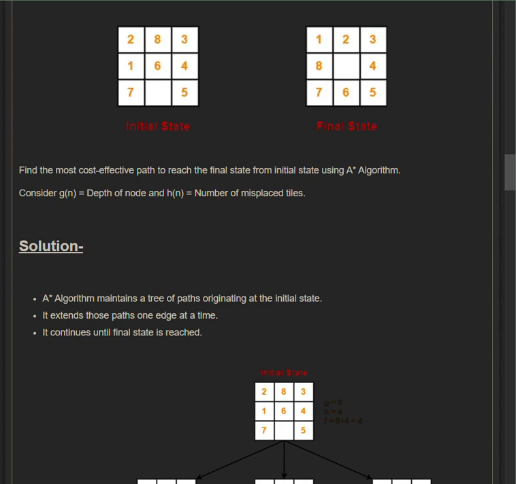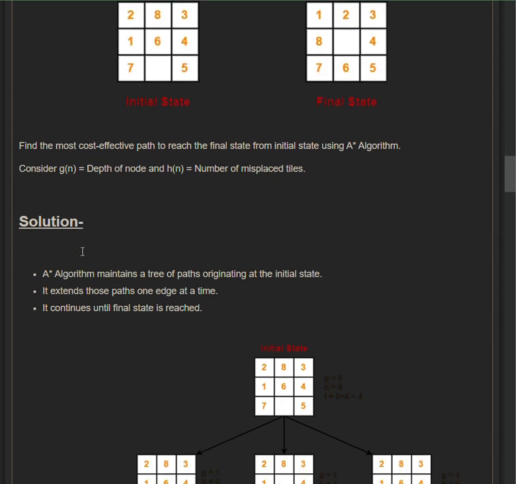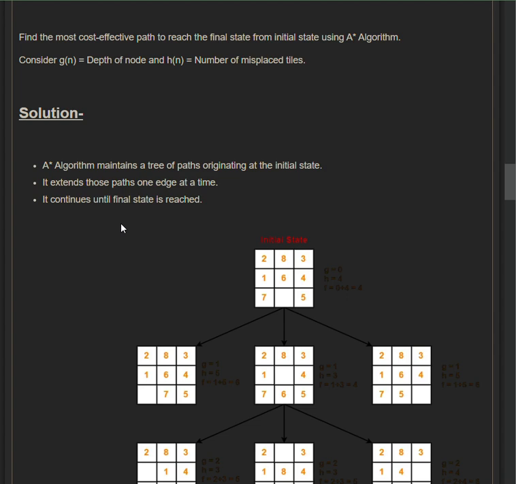So we start, as I said, from the initial and move the tiles step by step, minimizing our cost as we go, as shown in the image here. The algorithm successfully reaches the final state after we expand all of this. So let's look into it more closely. Let's consider g of n as the depth of the node and h of n as the number of misplaced tiles. All right, this is the beginning. In this initial state, g of n is the depth of the node and h of n is the number of misplaced tiles. Here we'll count the misplaced tiles.